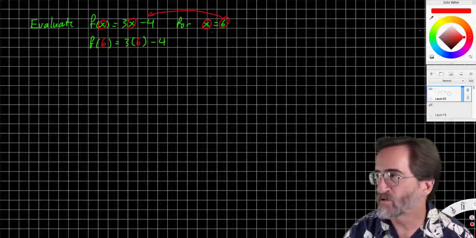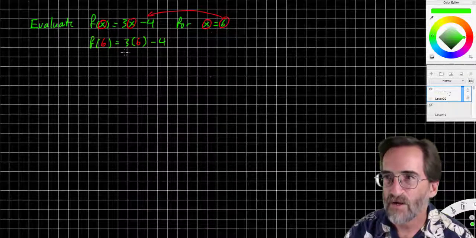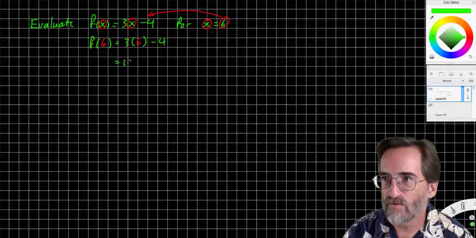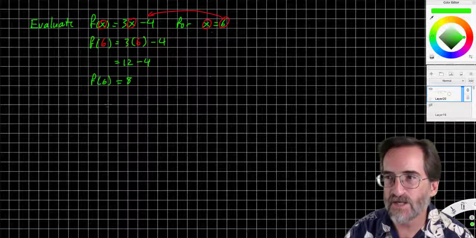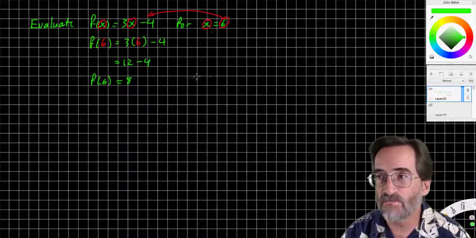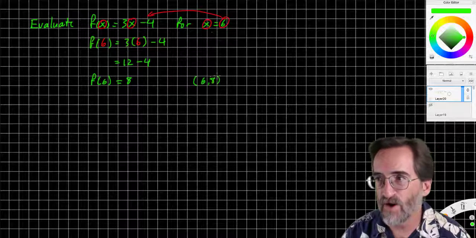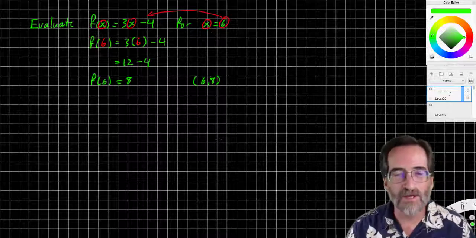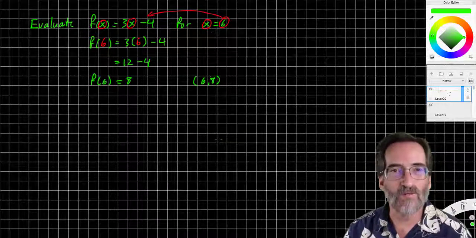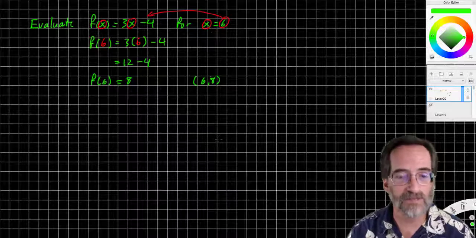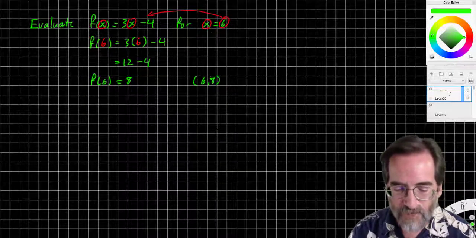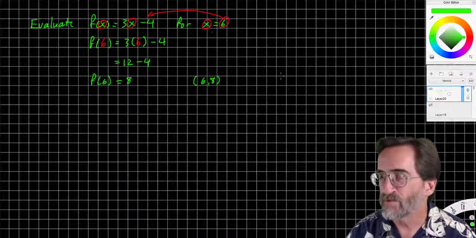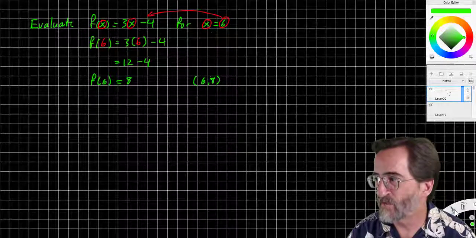And it's a good idea to put parentheses where you do substitute, especially if you're substituting a negative number. 3 times 6 is 18. 18 minus 4 is 14. So we say f of 6 is 14. And that corresponds to the point (6, 14) if we were to graph it. So that's one thing you'll be asked to do, evaluate, which is really to substitute and simplify.